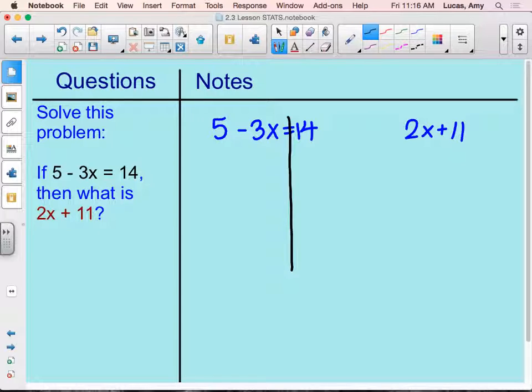So we need to figure out what x is. Then we can take that value and plug it in right here. Because 2x plus 11, there's not an equal sign. It's not an equation. So that's just an expression. You can plug in a value for x and simplify it, but you can't solve that one to see what x is equal to.